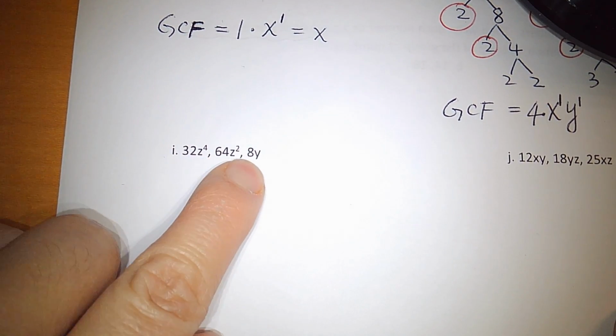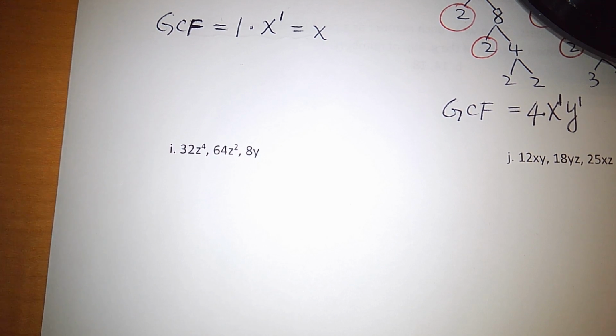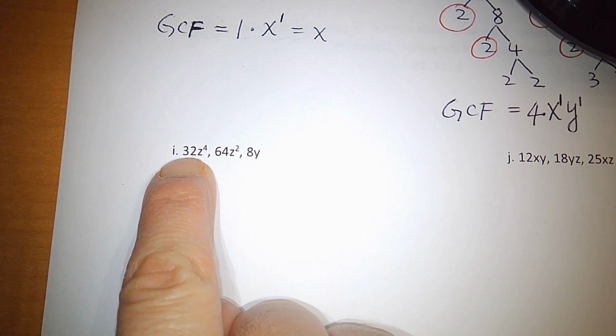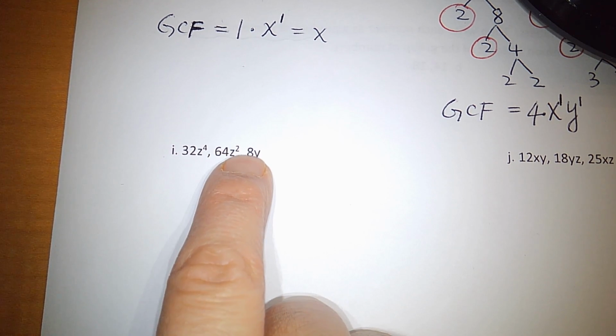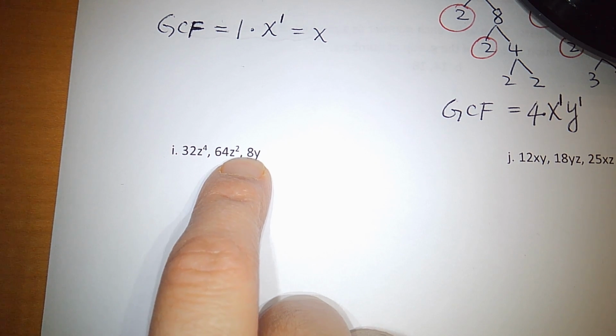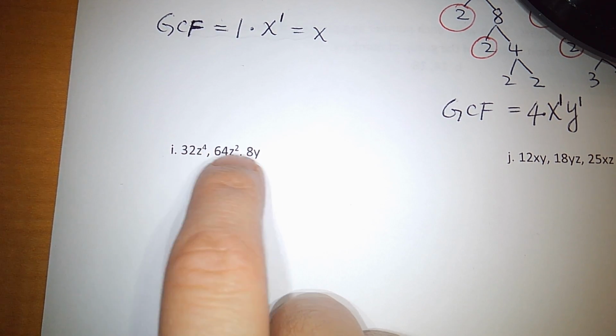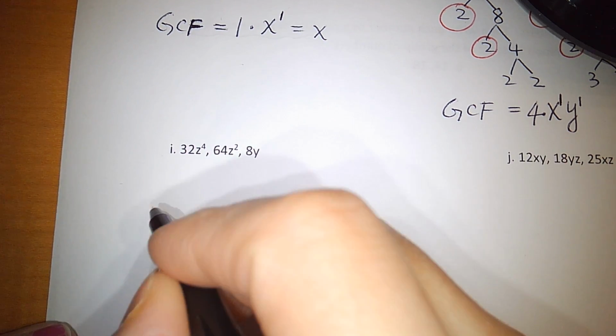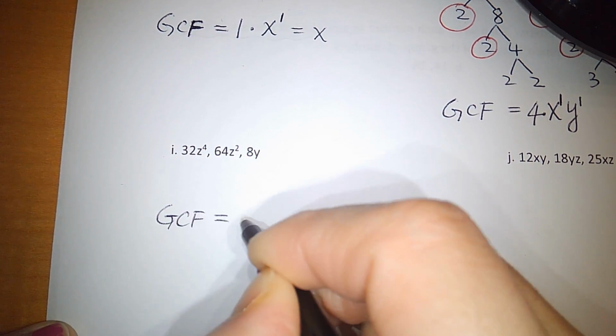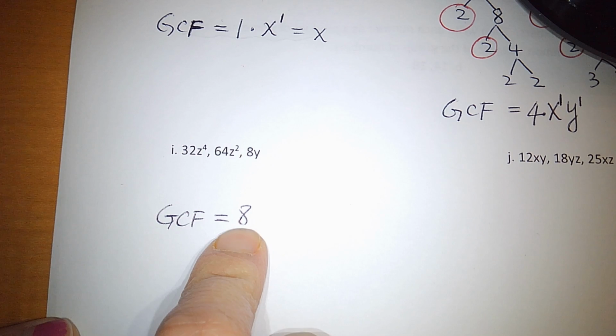32, 64, and 8. What do you think is the GCF of the three numbers? Probably 4, or 2? Is number 8 a factor of 32? Yes. Is number 8 a factor of 64? Yes. So it's 8? Yeah, the GCF is 8. Of course, you can factor all three numbers into products of prime numbers. That's fine, okay? However, we can tell 8 is the GCF for the numbers.